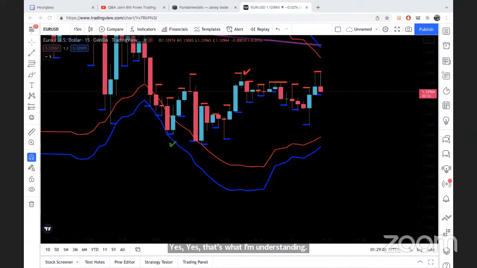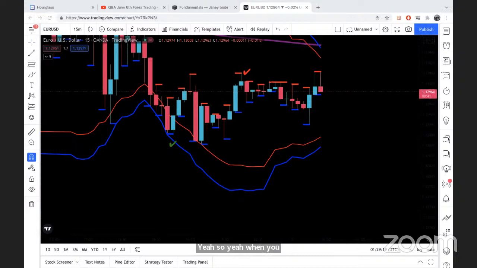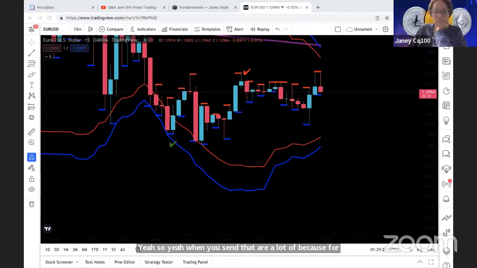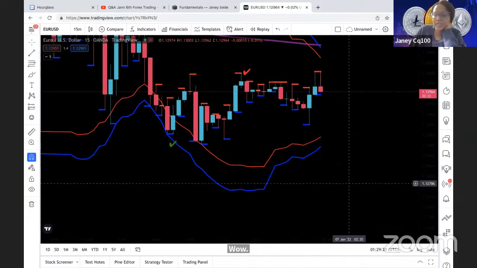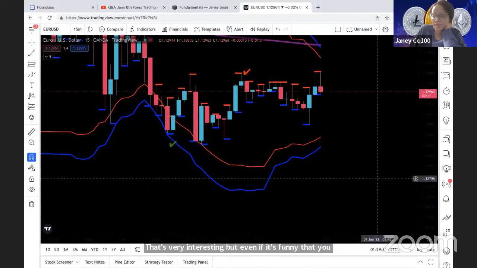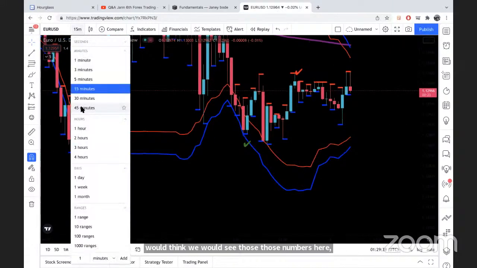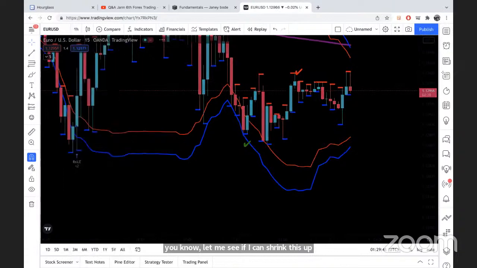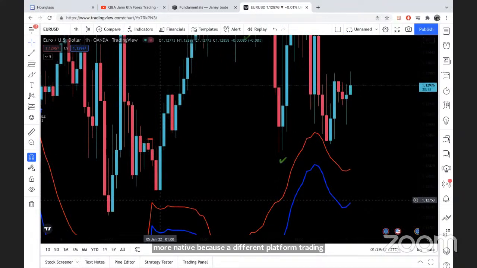I think Nas uses Nadex a lot. So I think when he sends the alert, it's for Nadex. That's what I'm thinking. Yeah, it is for Nadex. That's very interesting. But even if it's for Nadex, you would think we would see those numbers here. Nadex is a different trading platform. It's a different broker.